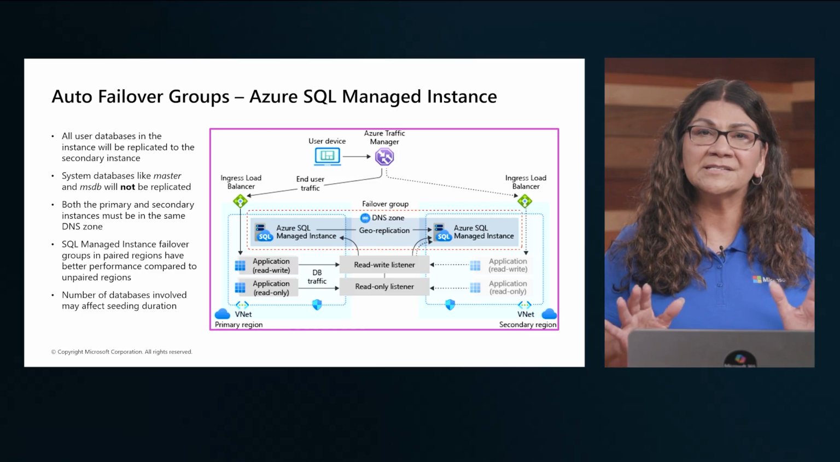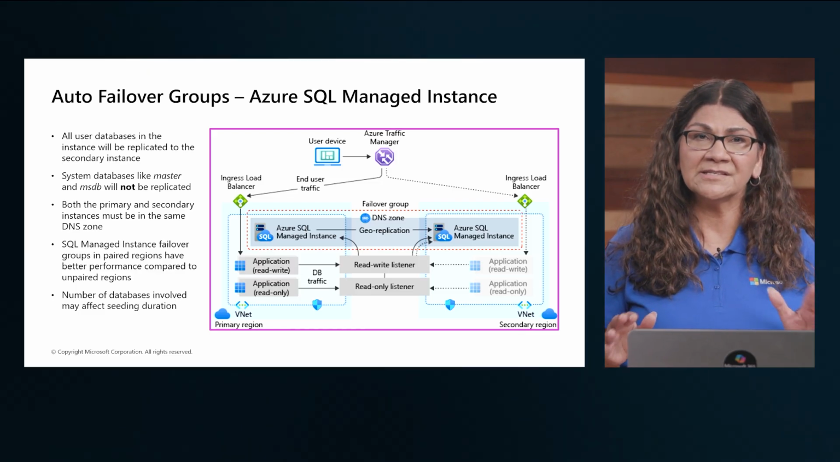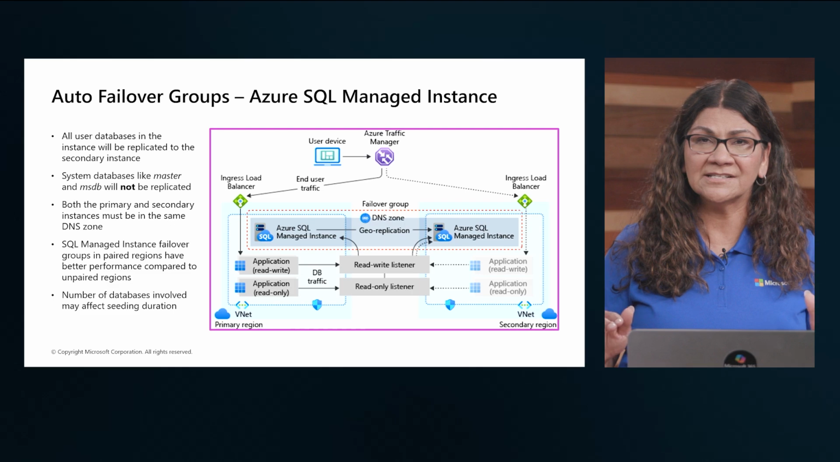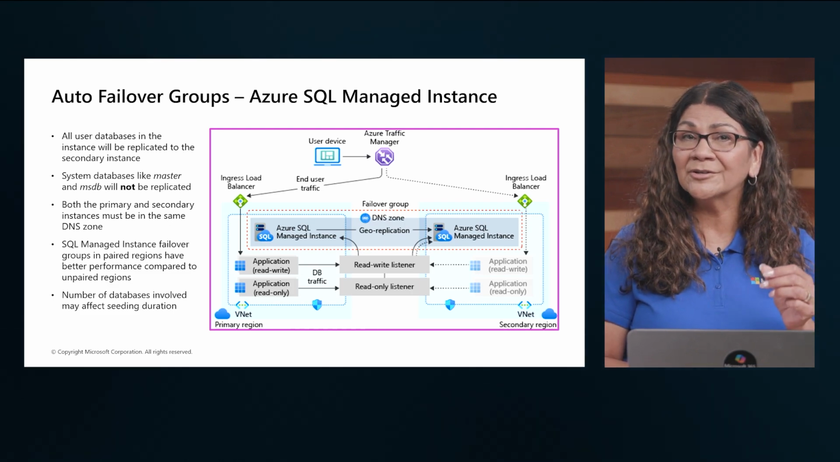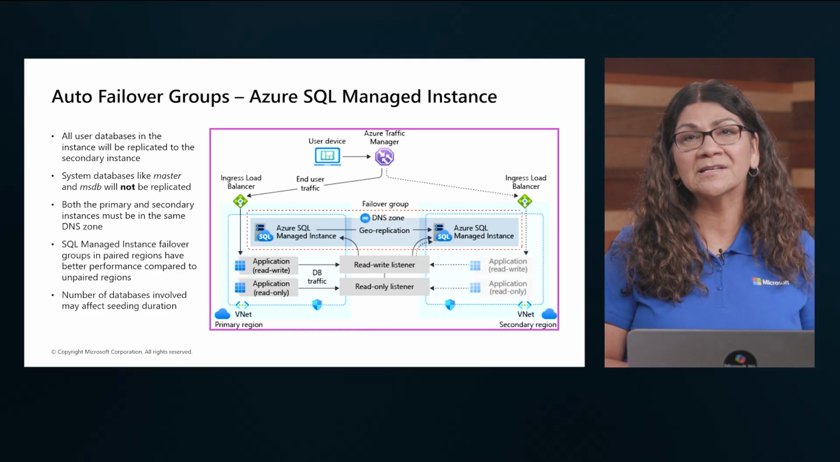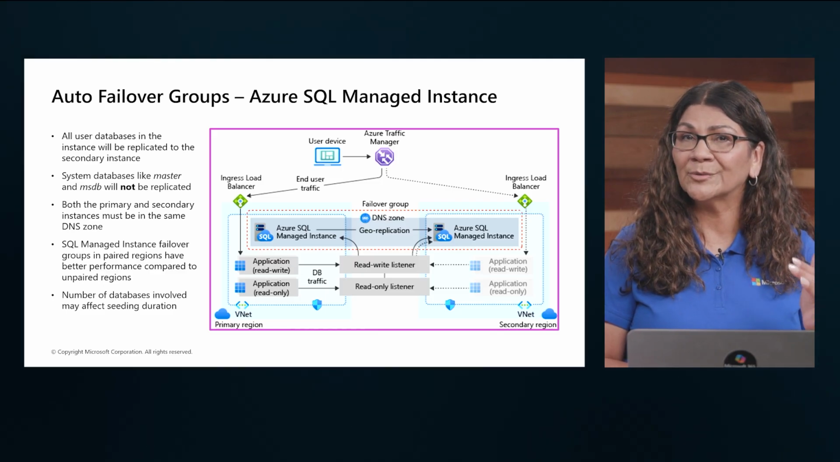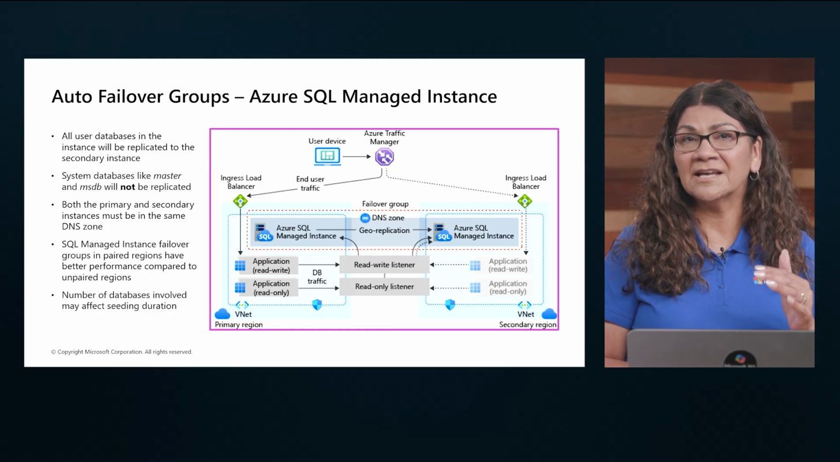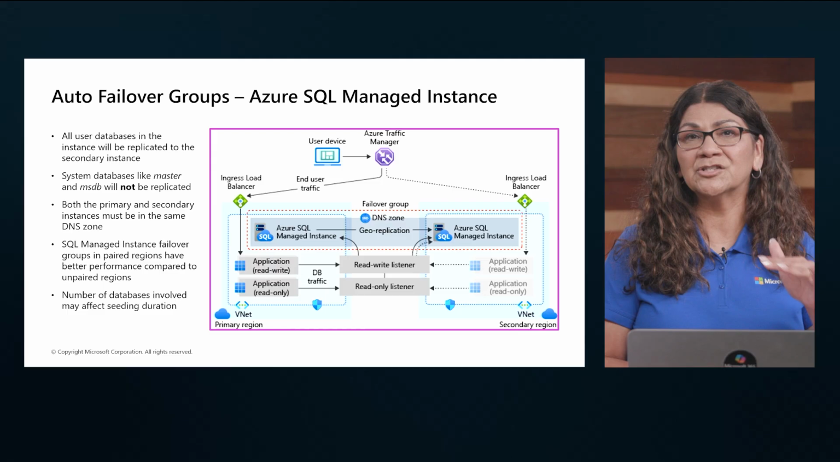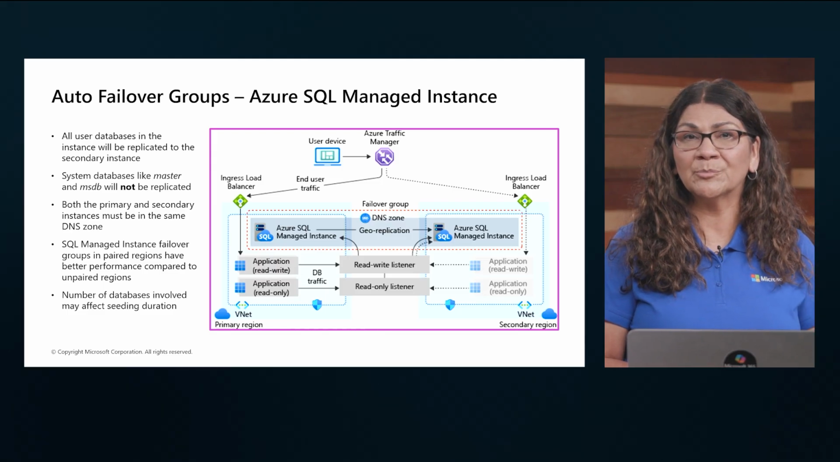Use cases here can span many industries needing uninterrupted access to the data. Best practices include deploying in paired regions for better performance, monitoring the seeding duration based on the number of databases, and validating that the DNS zone is in alignment to ensure proper failover behavior.